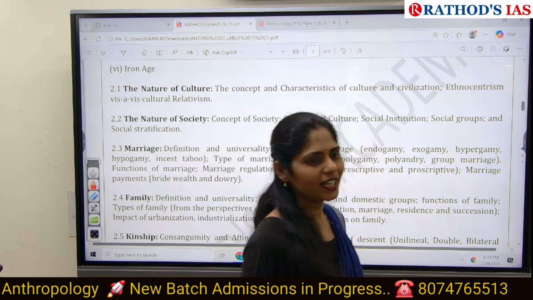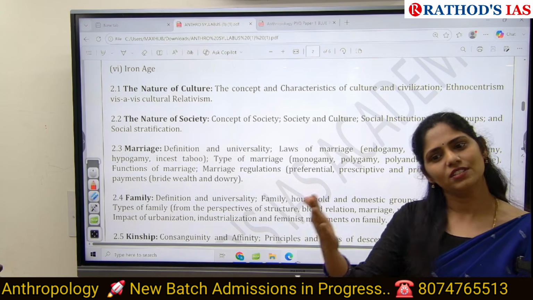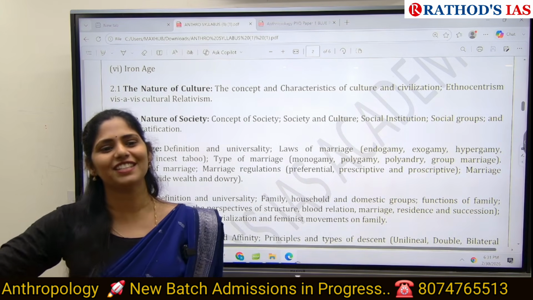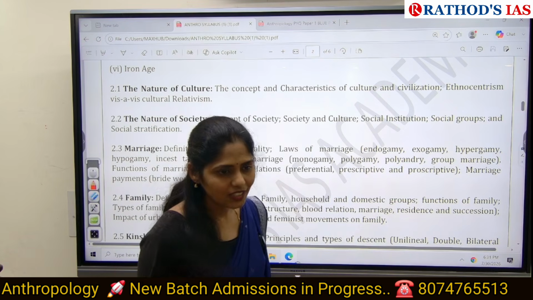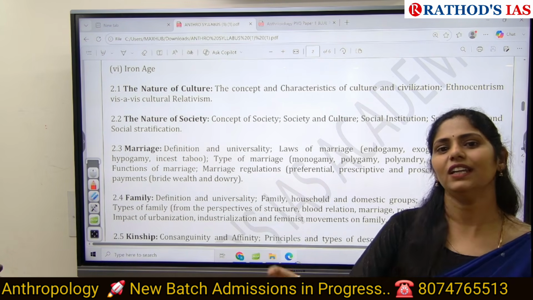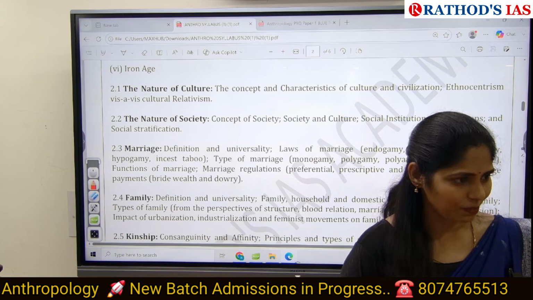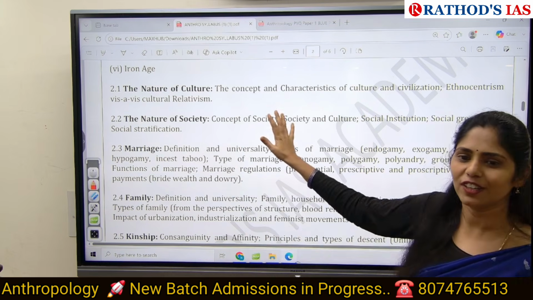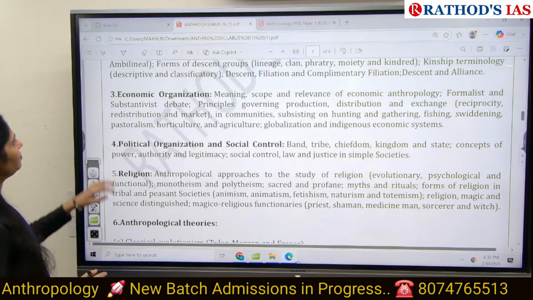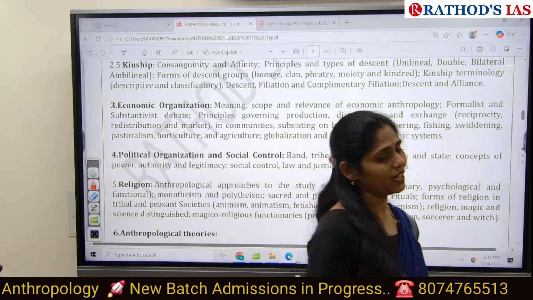So this is your second chapter with which we'll start our classes. First marriage, then family. Family extension is kinship, which is relatives. This forms our society, and this society has its own culture. So in this way, in an interconnected manner, we will try to discuss our topic. So this is the flow we'll follow for the second chapter. And after this second chapter, we'll move on to the third. Third is about economic organization. It will be very interesting.